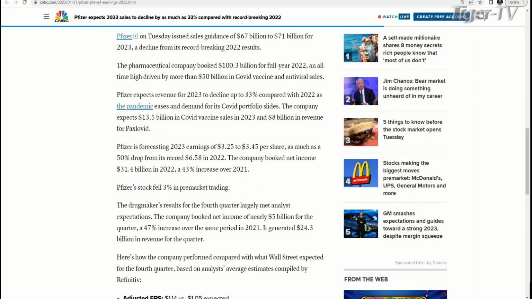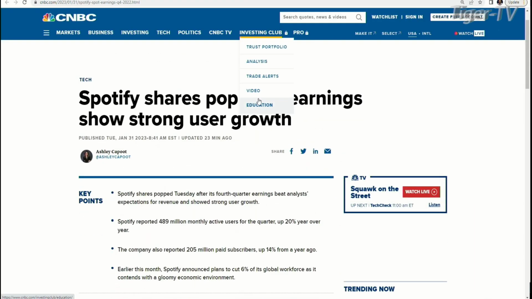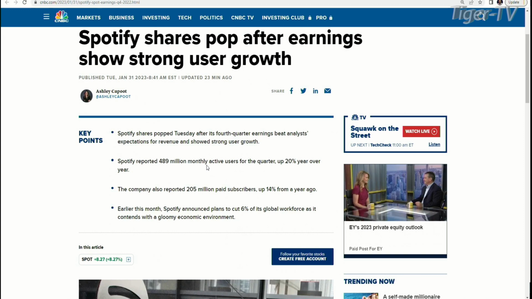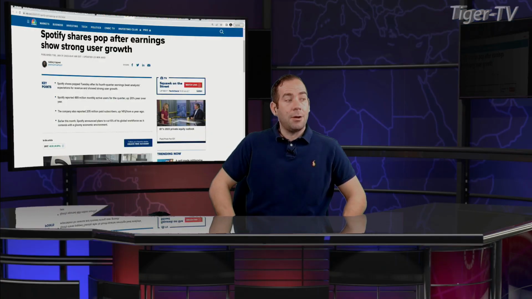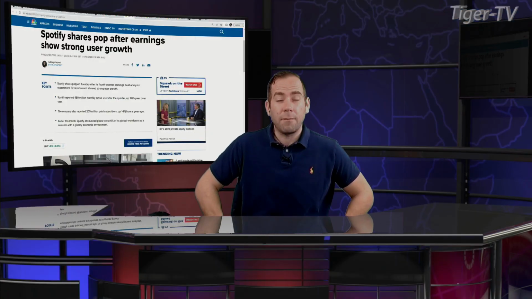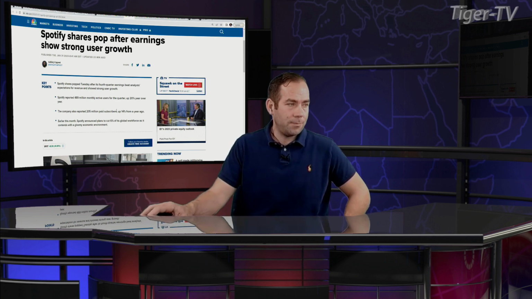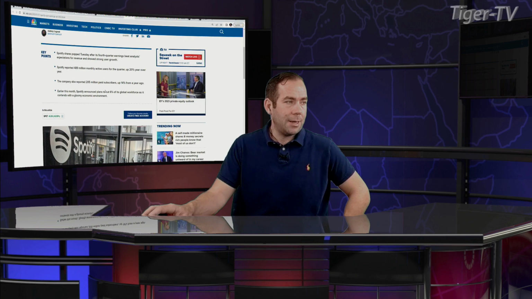And what else do we have going on here? Spotify. Their shares trading higher. 489 million monthly active users, 205 million of them paid. Not bad, man, if you think about it, right? If you said you're going to start a company and you're going to be able to get almost 500 million people using it, and of those, you're going to have more than 40% of the people paying. That's remarkable.